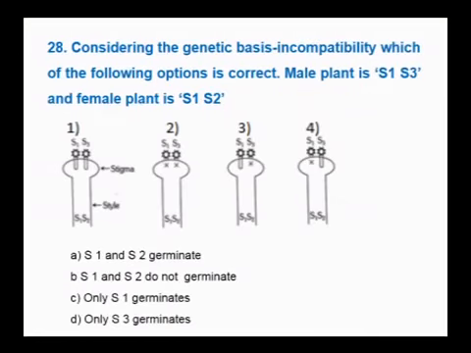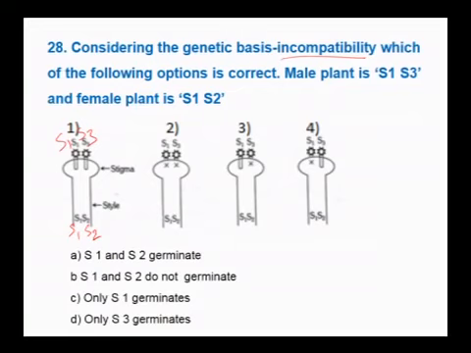Consider the genetic basis of incompatibility. Which of the following options is correct? The male plant is S1, S3. So here all the gametes are S1, S3. It is not very clear in the diagram. Whereas the female plant is S1 and S2. So here the eggs are S1 and S2 in all cases. See, what is incompatibility? If the pollen grain from the same flower or from the same plant falls on the stigma, germination does not occur.